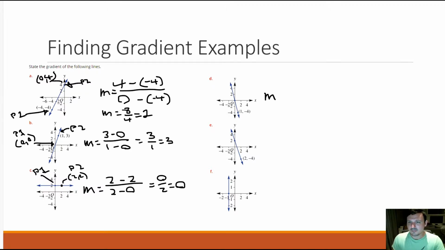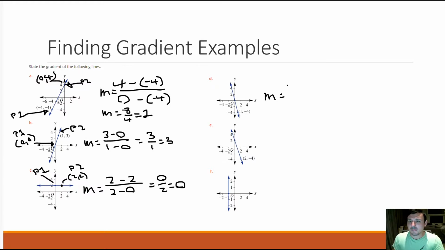So for these ones, I'm not going to put in point 1, point 2. I'm just going to go with it. My first point is at 0, 0, which is the origin. My second point is 1, negative 4. I'm going to go from there.